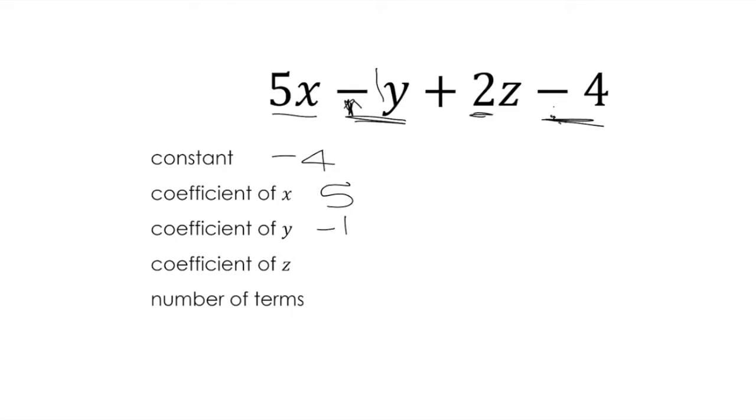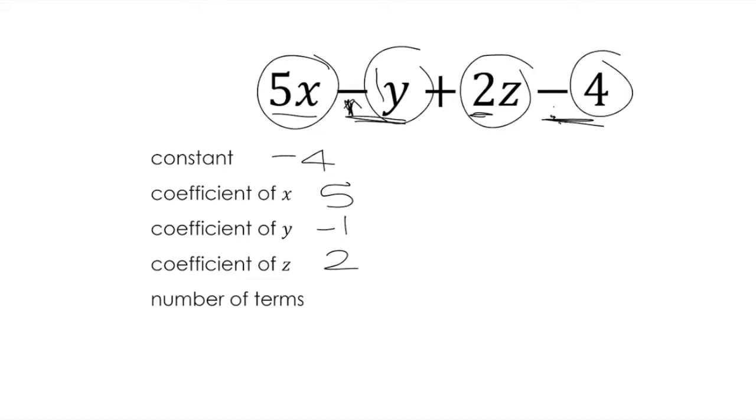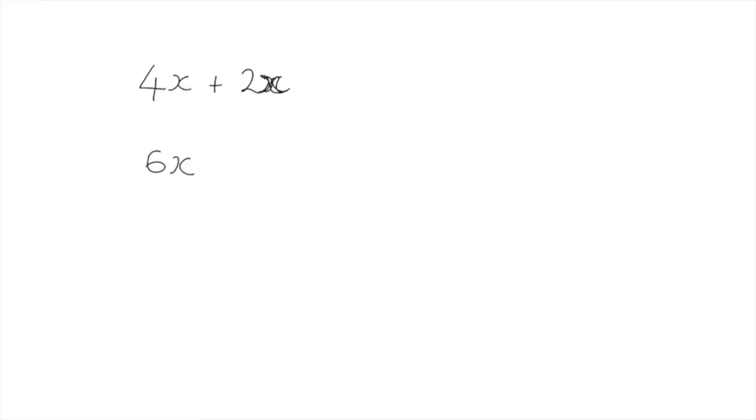Coefficient of z is nice and easy. That's 2. And the number of terms, well, separate terms are separated by minuses and pluses. So we've got 1, 2, 3, 4 terms. Nice and easy. Now, we've seen something like this where we've got 4x plus 2x.